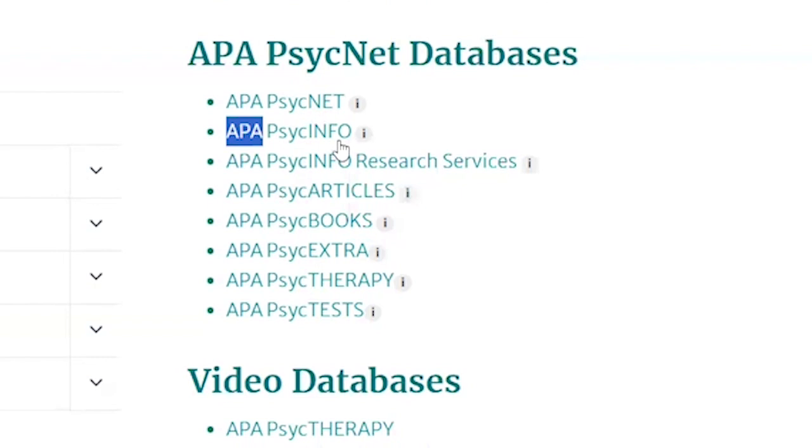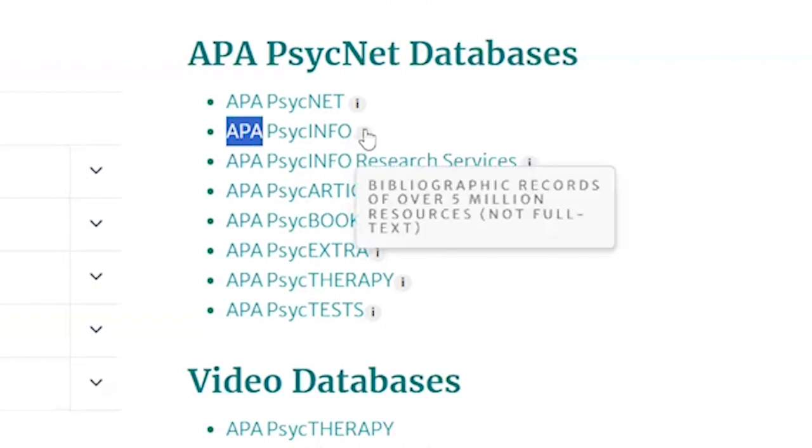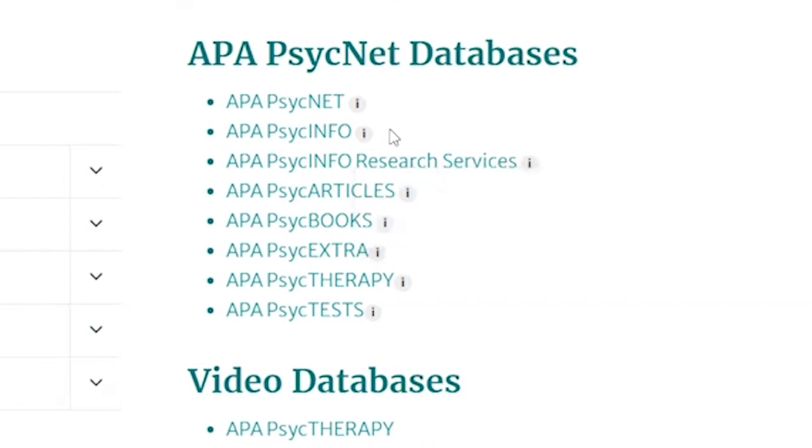So what do we have here on the platform? We have PsycInfo, and that's bibliographic records of over 5 million resources. They're not full text, and it's more comprehensive than just psychology. It's other education resources, helping professions resources, counseling. So it's not limited to just psychology there.